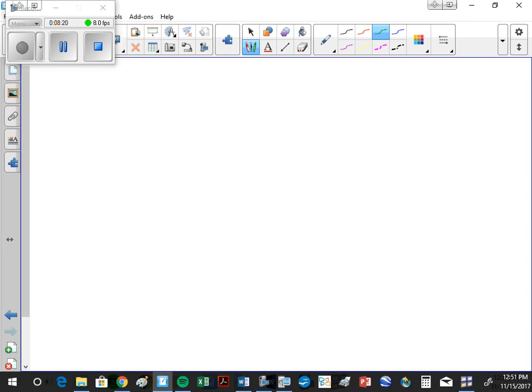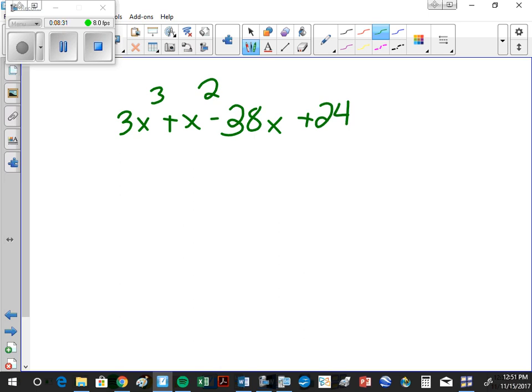What if I had 3x to the 3rd plus x squared minus 38x plus 24? What are my possible roots? Where do I look to find my possible roots? We look at 24. So any number that goes into 24: 1, 2, 3, 4, 6, 8, 12, or 24. That's a big list. And do we have to worry about fractions in this one? Yes. So all of those numbers divided by 3 are the possibles.